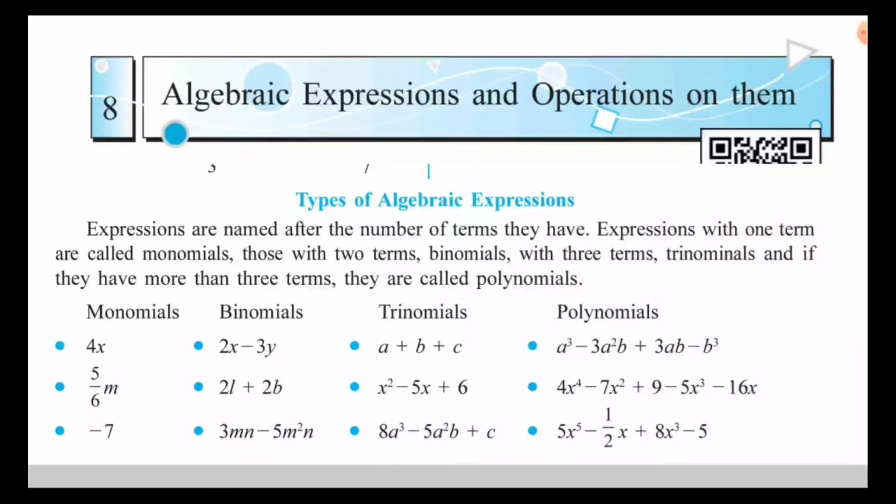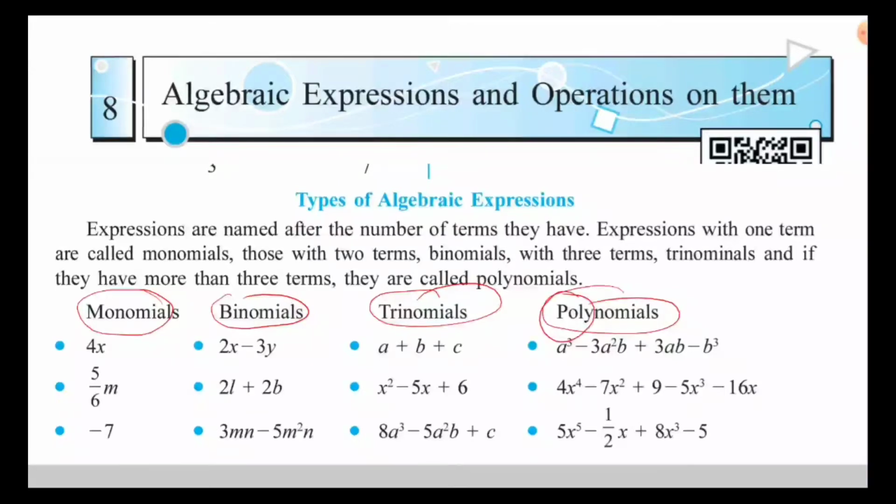The first thing which we have to study is types of algebraic expression. In our book there are 4 types of algebraic expression given, that is monomials, binomials, trinomials and polynomials. These are the 4 algebraic expressions given to us in our book. In that, the first one is monomial. Now what do you mean by monomial? Mono means 1, you have to understand it, and bi means 2, tri means 3. And anything greater than tri is known as polynomials.